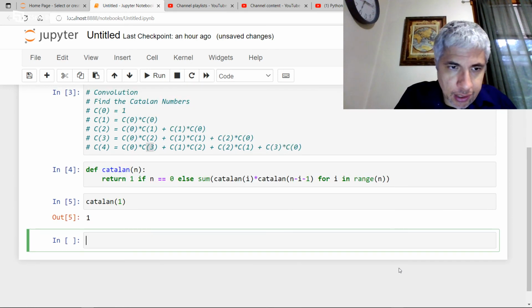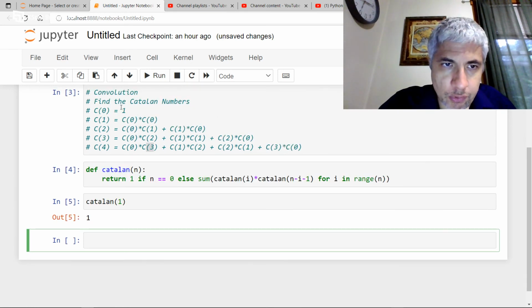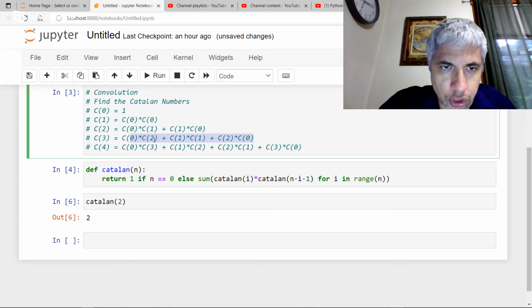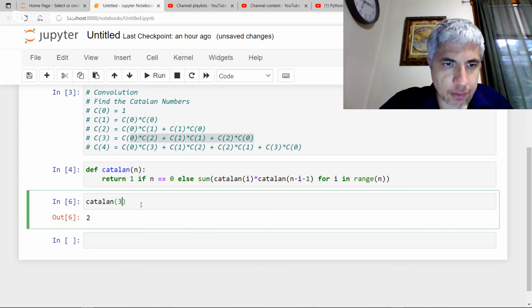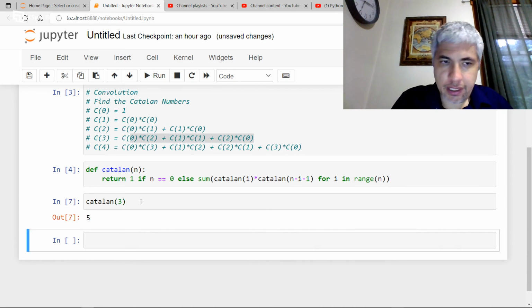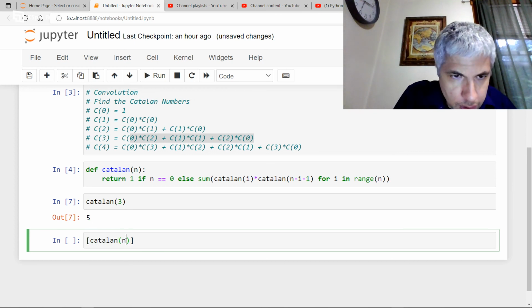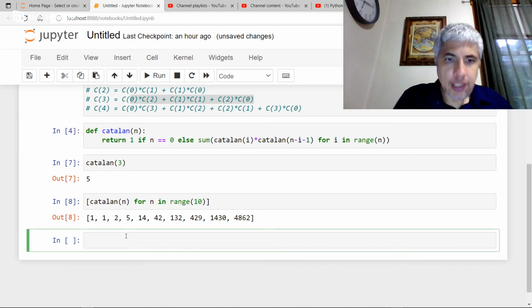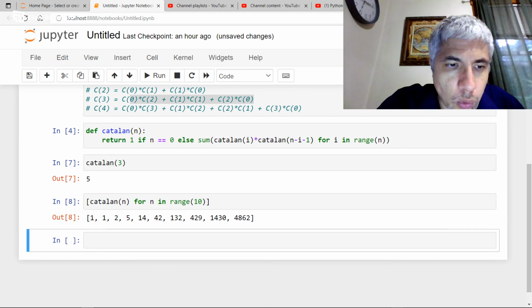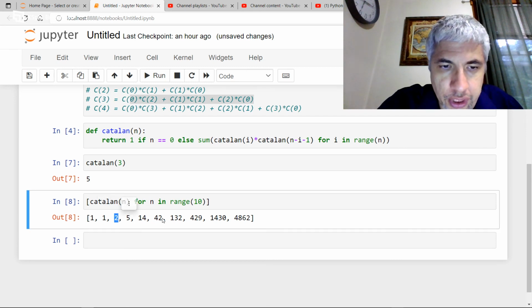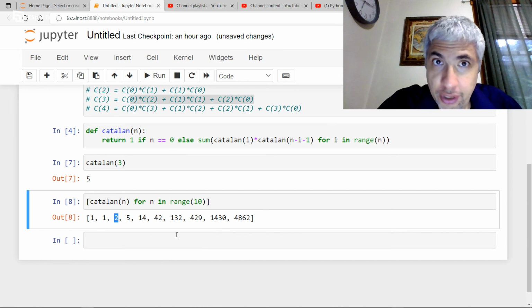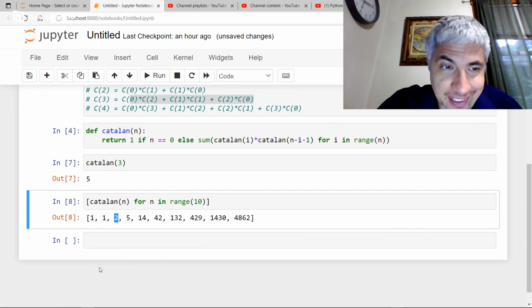So let's find Catalan 1. That should be 1, because 1 times 1 is 1. Let's find Catalan 2. That should be 2, 1 plus 1. What about Catalan 3? This should be 2 plus 1 plus 2. So I should get 5 there. 5. Very nice. As a matter of fact, let's list the first 10 Catalan numbers. And you can see we have this nice sequence here: 1, 1, 2, 5, 14, 42, 132. And these are, in fact, the correct Catalan numbers.